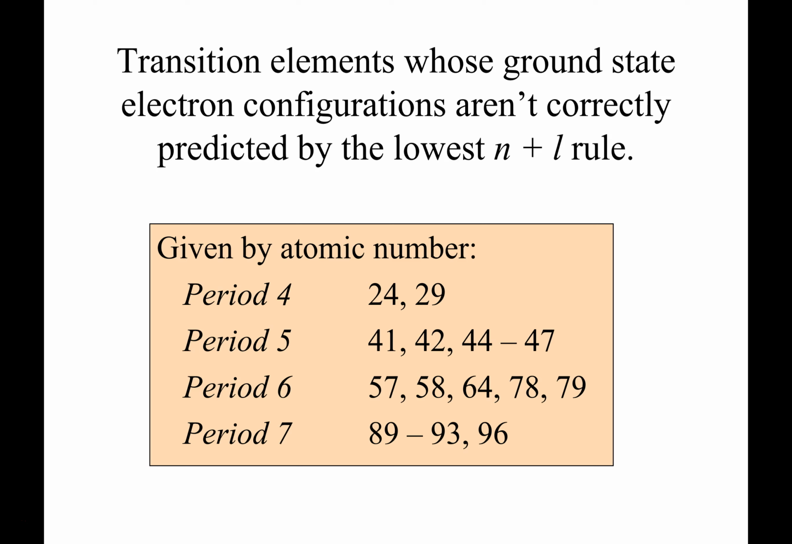So 24 is chromium, 29 is copper, also another exception. 41, 42, you're looking at these guys right here. So these are where your exceptions occur, and the previous slide says why they occur.